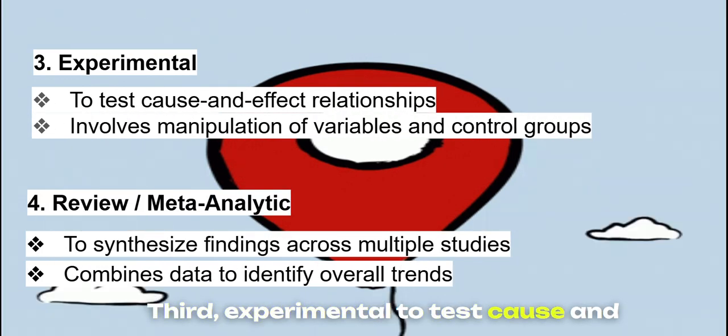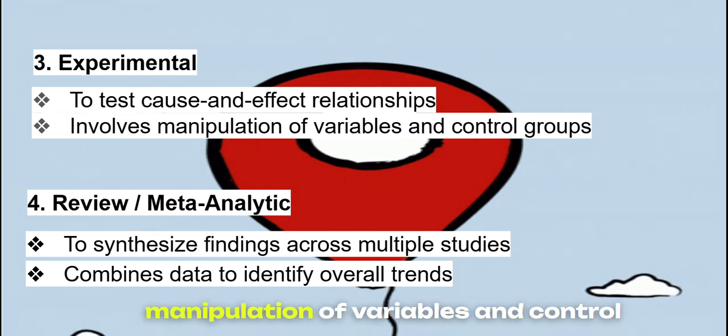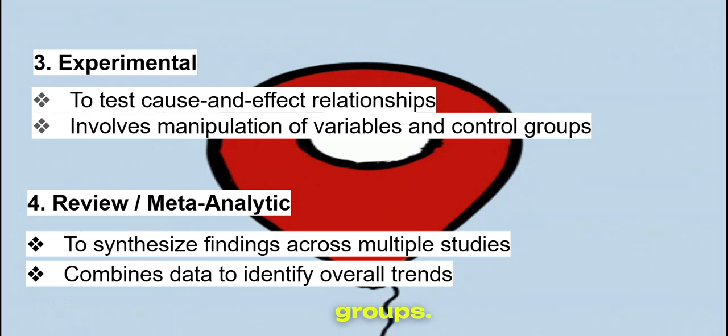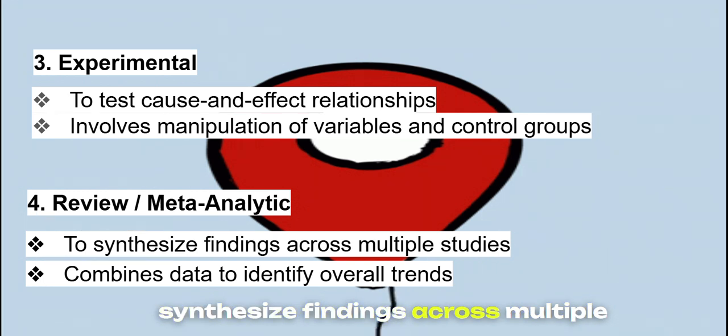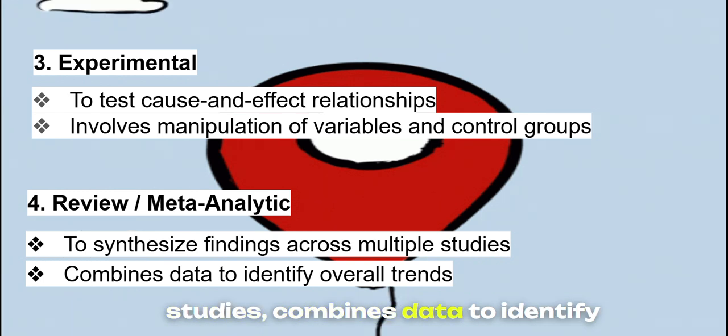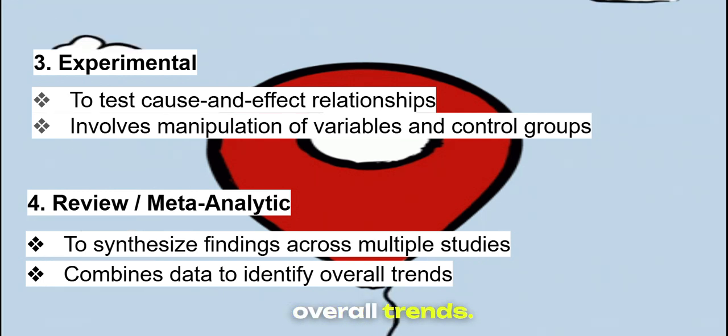Third, experimental, to test cause and effect relationship and involves manipulation of variables and control groups. Fourth, review or meta-analytic, to synthesize findings across multiple studies, combines data to identify overall trends.